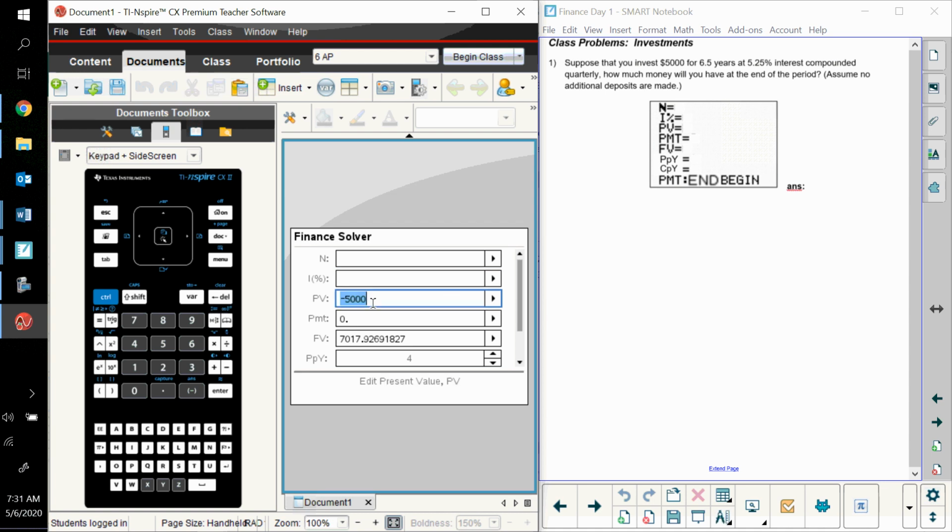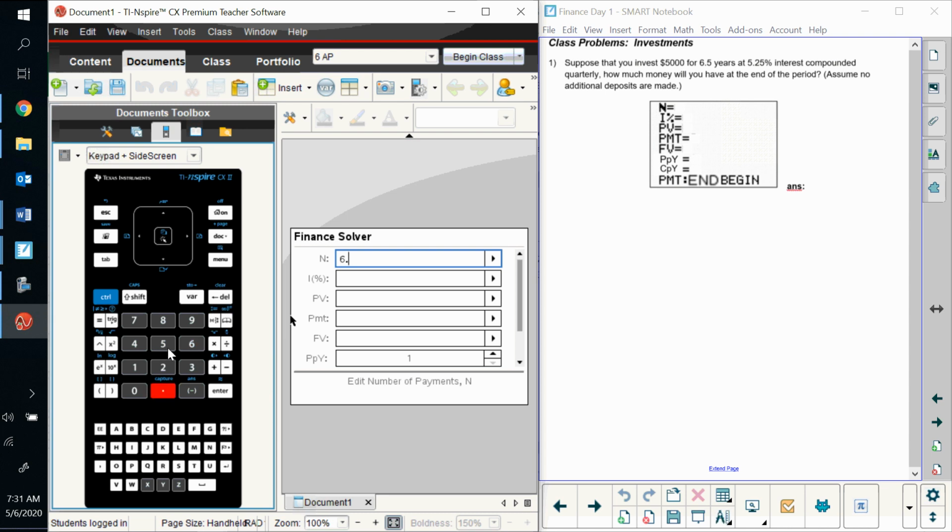I had just practiced this one a second ago, so let me clear those things out so we can see where they're coming from. Okay, so for n, n is our number of compounds. Well, we're doing it quarterly, and it's 6.5 years. So what's nice is you can do the calculation right in here. So we have 6.5 years times, we're doing it quarterly. Oops, sorry, don't hit enter, just click the next one. If you click the next one, then it tells you automatically that there's 26 compounds that will take place.